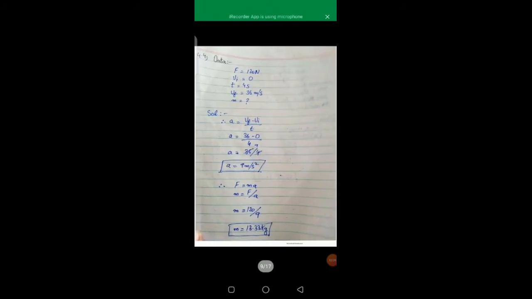Now numerical number 4. A force of 120 Newton acts on a stationary body for 4 seconds and the body acquires a velocity of 36 meter per second. Calculate the mass of the body. Force applied is 120 Newton, Vi is equal to 0, t is equal to 4 and Vf is equal to 36 meter per second. We have to find out the mass. How will we find the mass? We will firstly find the a value, then we will find the mass by using the force formula, F = ma.